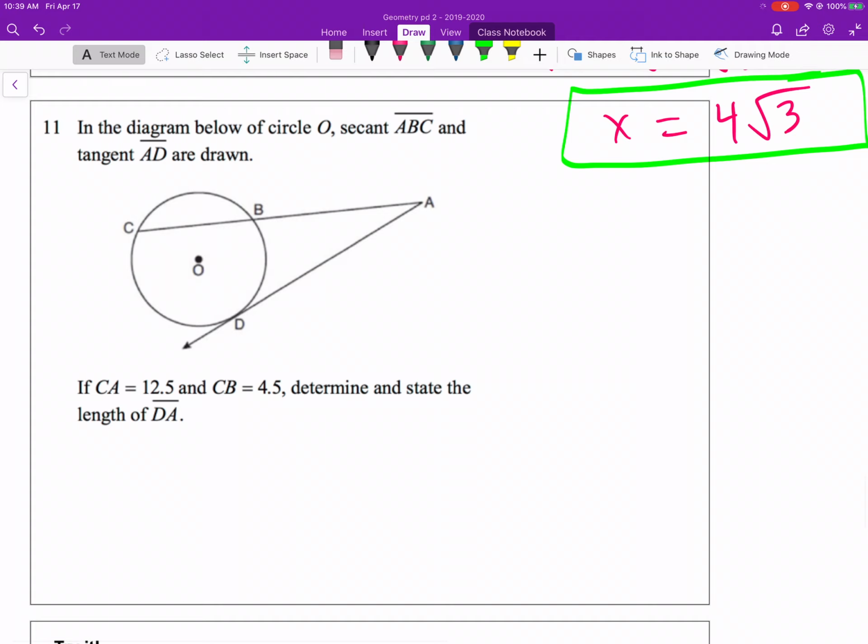11. In the diagram of circle O, secant ABC and tangent AD are drawn. If CA, so the whole piece here, is equal to 12.5, and CB is equal to 4.5, so that's the inside piece, determine and state the length of DA. So that's the tangent again.